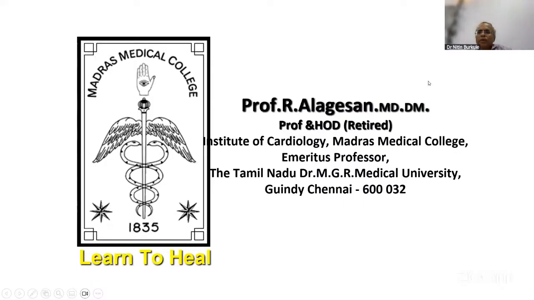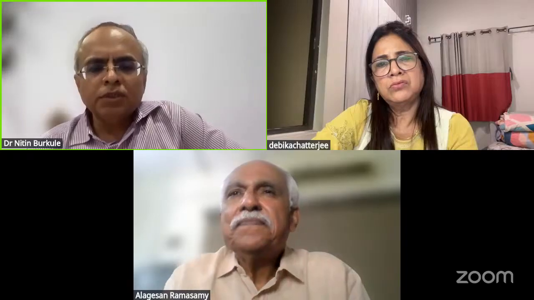Thank you, Professor Alagason. This was an exhaustive summary of the echo in hypertrophic cardiomyopathy, and I think all the points were perfectly covered. So we have certain questions in our chat box. The first question from our delegate is: for borderline hypertrophy, that is between 13 to 14 millimeters, what is your next step?